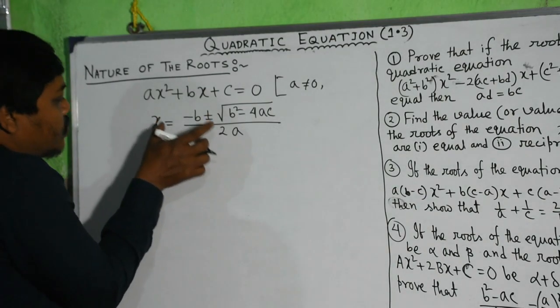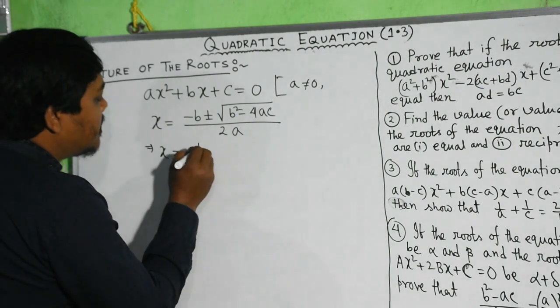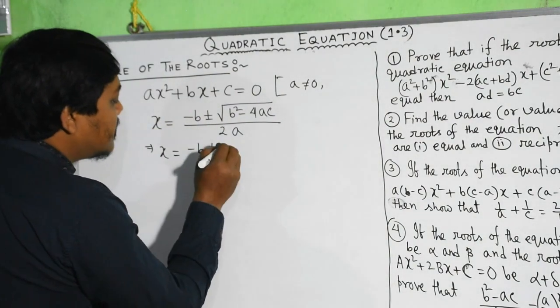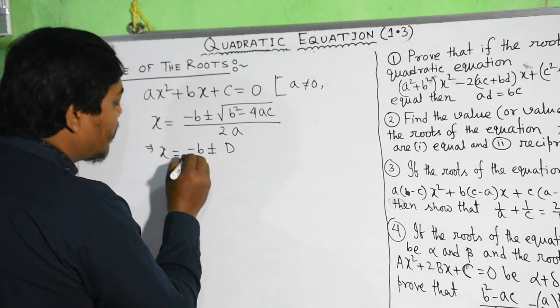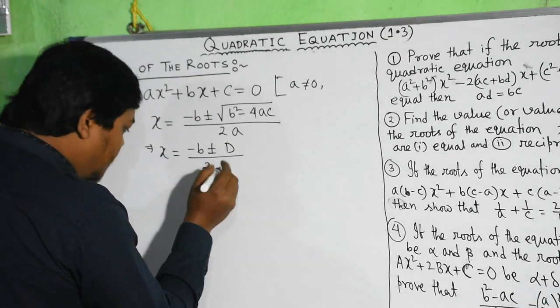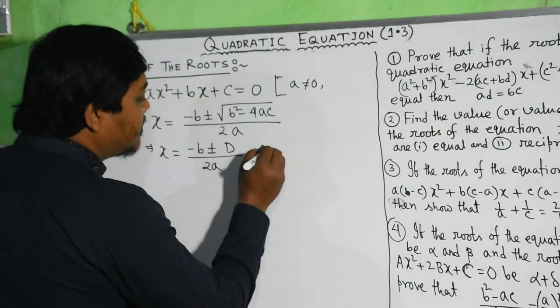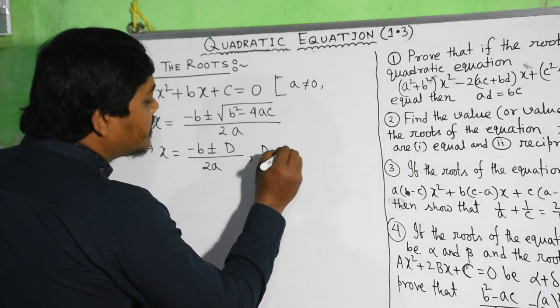These roots we can write in the form minus b plus minus square root of D, by 2a, where D is called the discriminant.